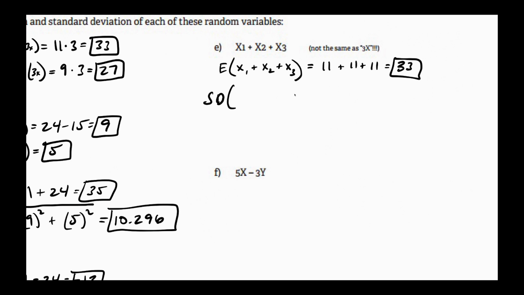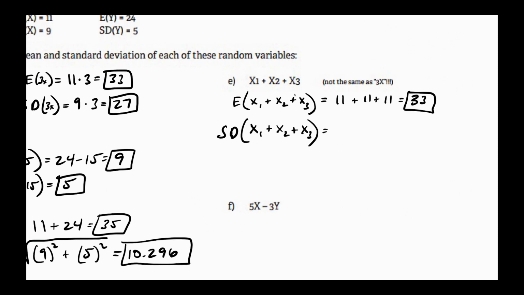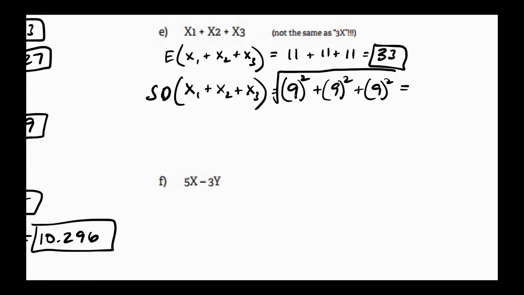Let's see. So for this one, we take the first standard deviation, which was 9, and square that. Take the standard deviation of x again, 9, square that, and so on, then find the square root. So 81 plus 81 plus 81 plus 81, square root.